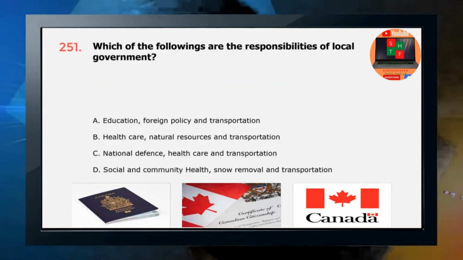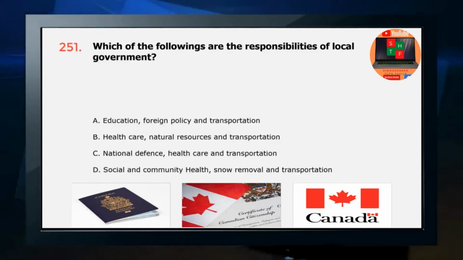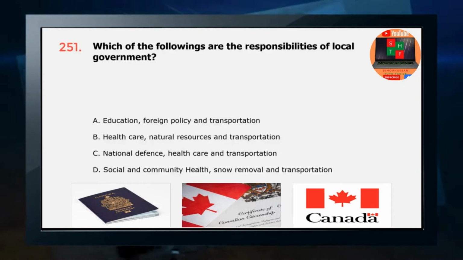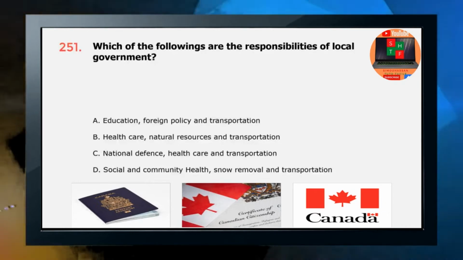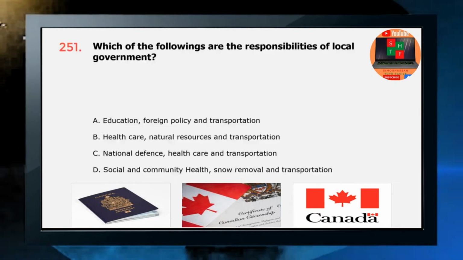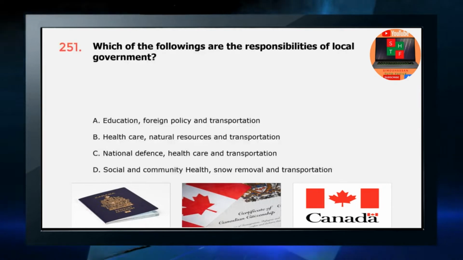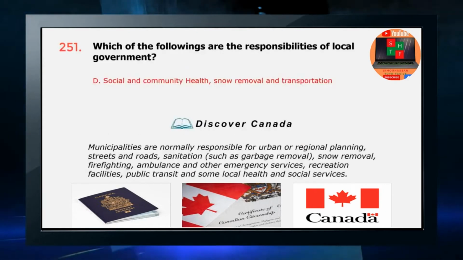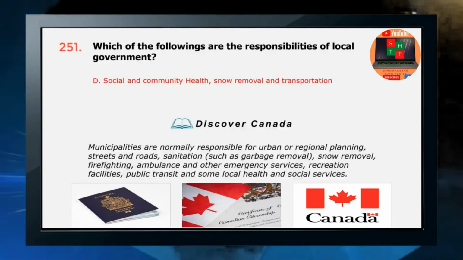Question 251. Which of the following are the responsibilities of local government? A. Education, foreign policy and transportation. B. Healthcare, natural resources and transportation. C. National defense, healthcare and transportation. D. Social and community health, snow removal and transportation. The answer is D. Social and community health, snow removal and transportation.